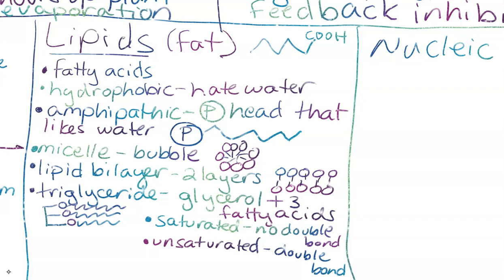There are 2 types of double bonds. One's where the 2 carbons are on the same side of the double bond. That is called cis. And it looks like this. And this makes a bend in the fat.